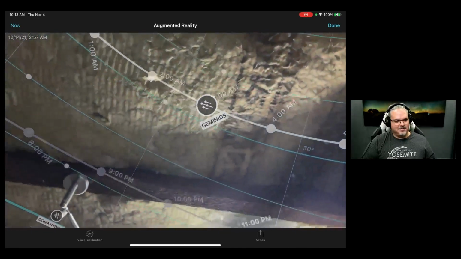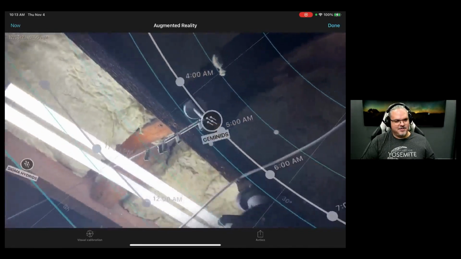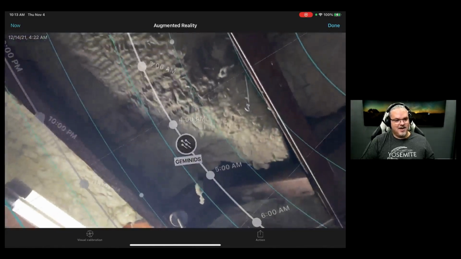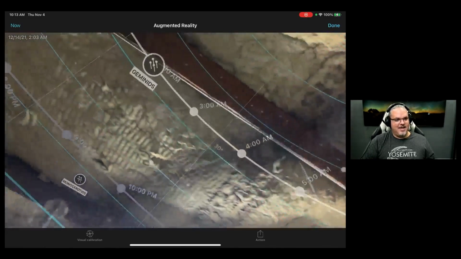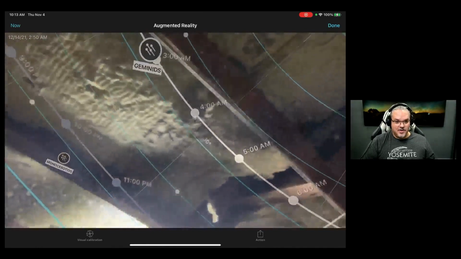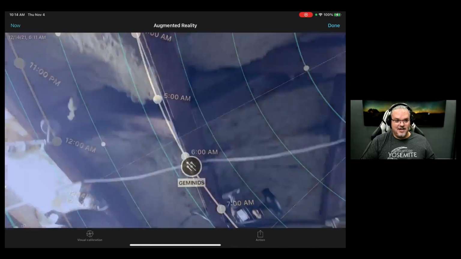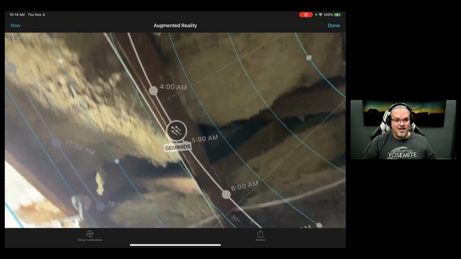There's the Geminids. Almost straight up. You see that? And you can see where. So at 6 a.m., it's going to be over there. And at 2 a.m., it's going to be over there. So now I know where to set up my camera to keep the Geminids in the frame the whole time if I want to process a radiant.